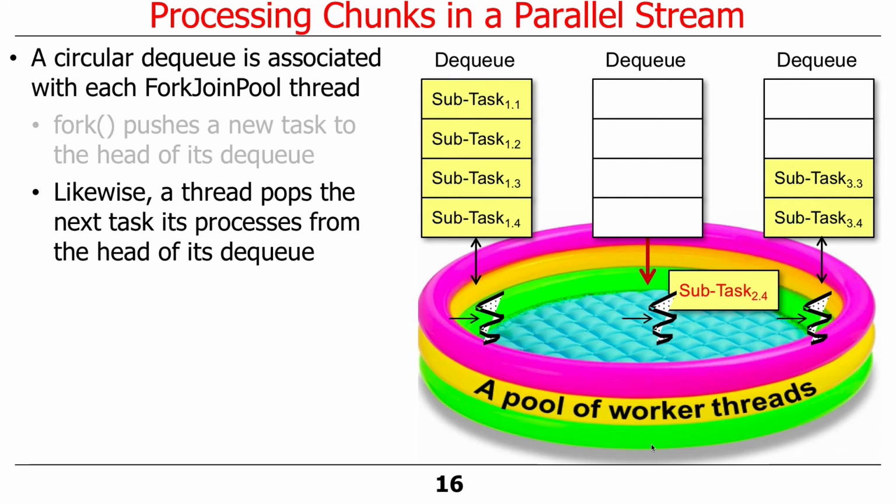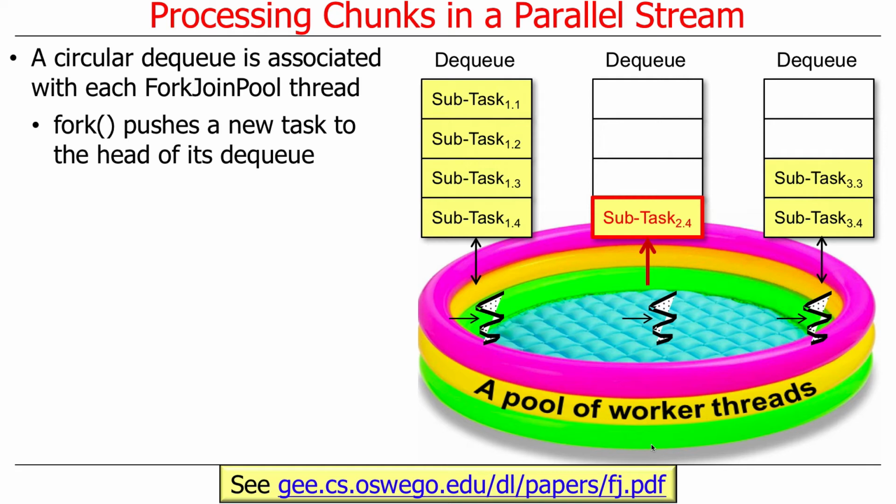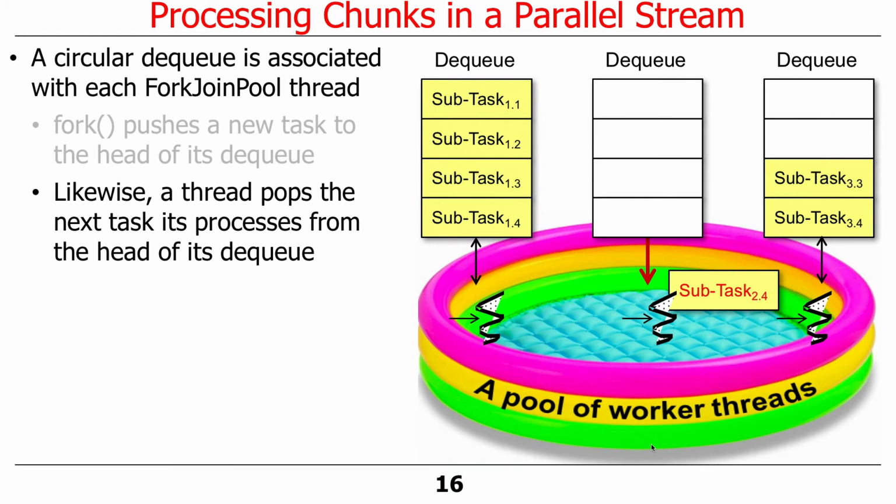Likewise, if a thread in the pool doesn't have anything else to do at the moment and needs more work, it goes to its deck, because every thread has its own deck, and it says, hey, is there anything for me to do? In our example, you can see that a subtask was pushed on, and now this thread needs to actually do work. So it pulls or pops the item off the front of its deck, or the top of its deck.